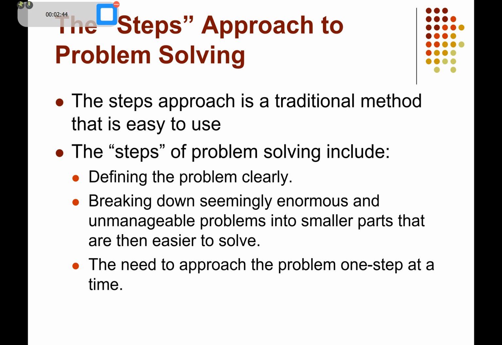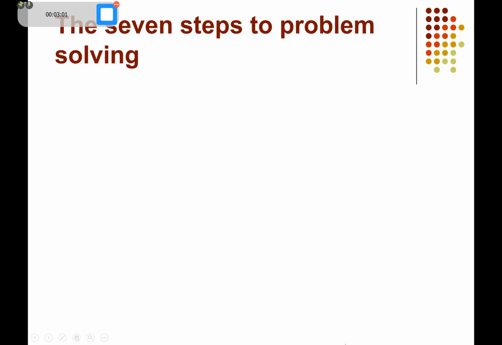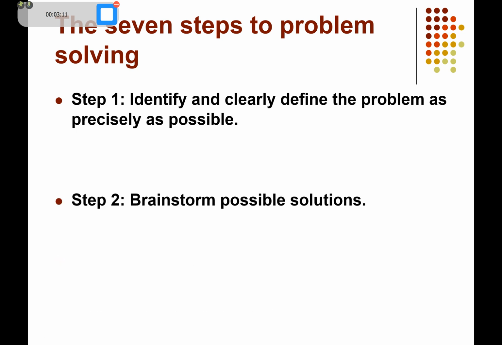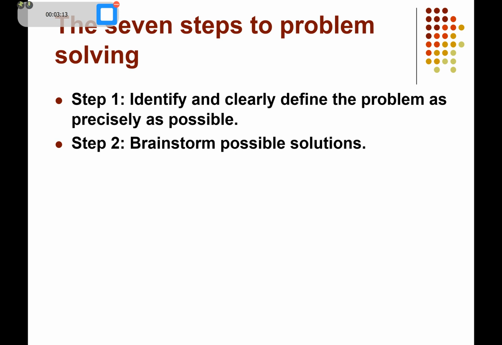And then you need to approach the problem one step at a time. So if you're breaking it down into its component parts effectively, then you can deal with it bit by bit, which makes it easier to solve the problem. So the 7 steps that we're going to look at are to identify and clearly define the problem as precisely as possible. And we'll look at all of these in a bit more detail in a moment or two.